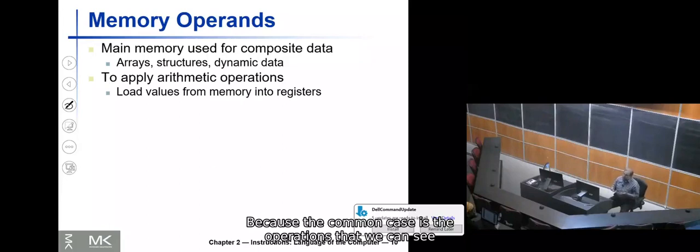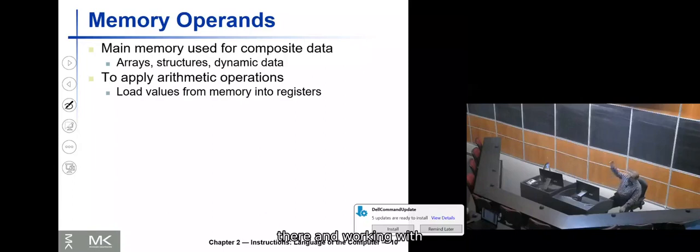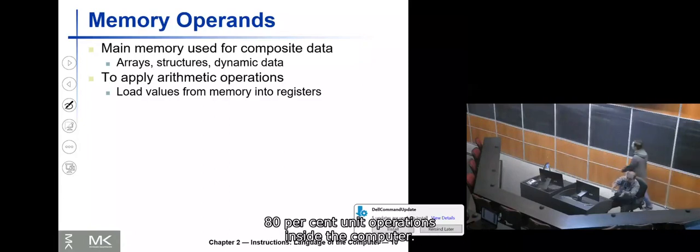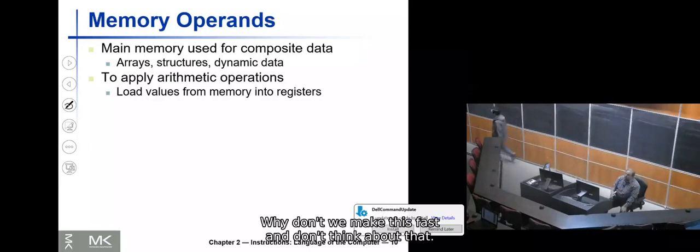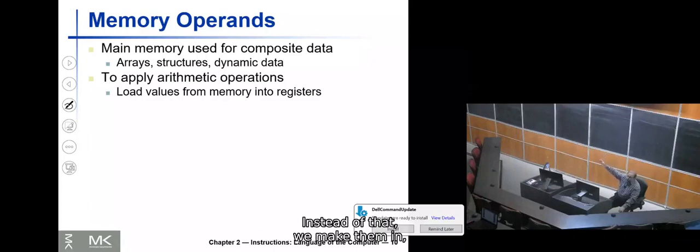Because the common case is the operations that we can see there, and working with memory locations is not the common case. You bring something into the computer, and then you do a lot in the computer. So you can say that 20% of the time you need memory locations, and 80% you need operations inside the computer. So why don't we make this fast and not think about that? Instead, we make it two instructions: first an instruction to bring it into the computer, and then work on that.